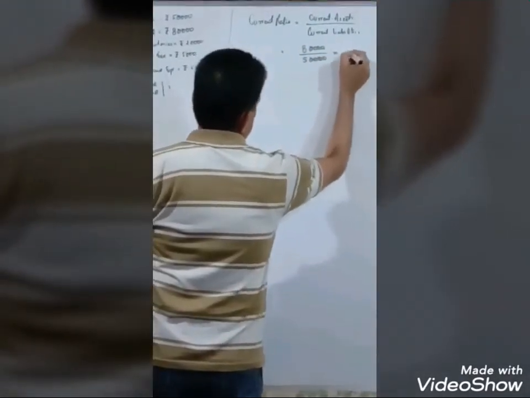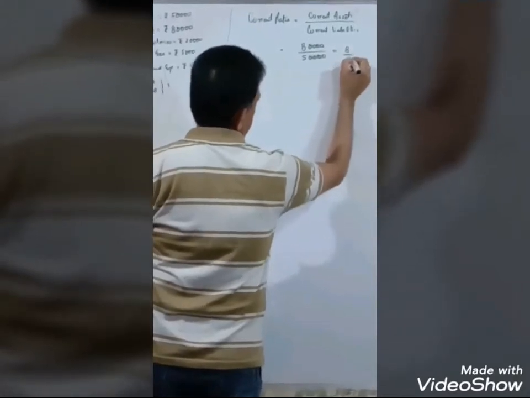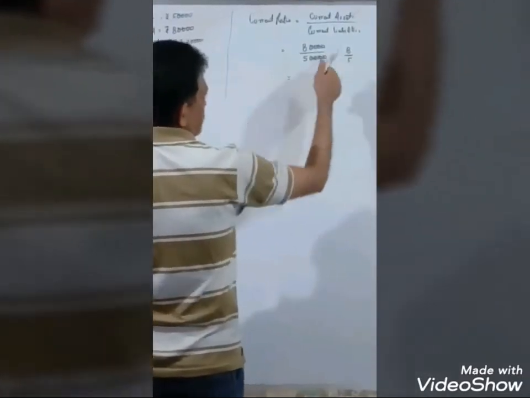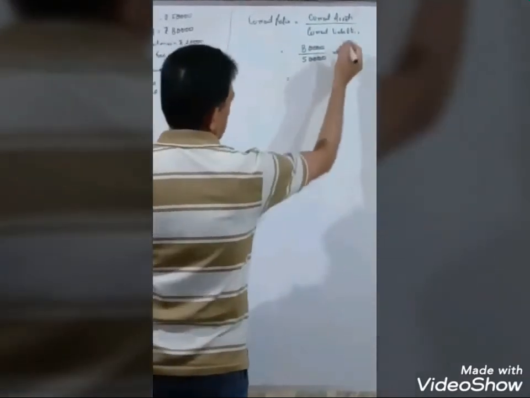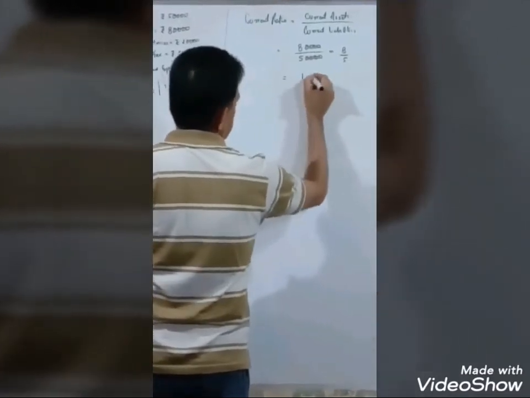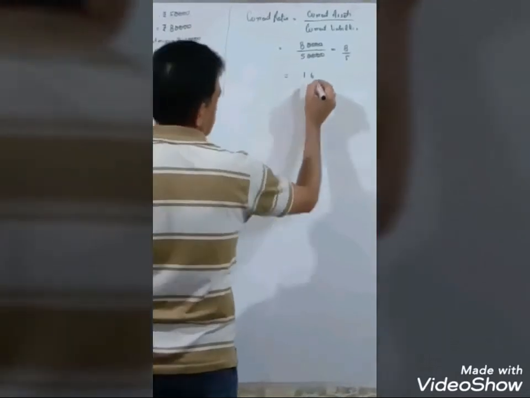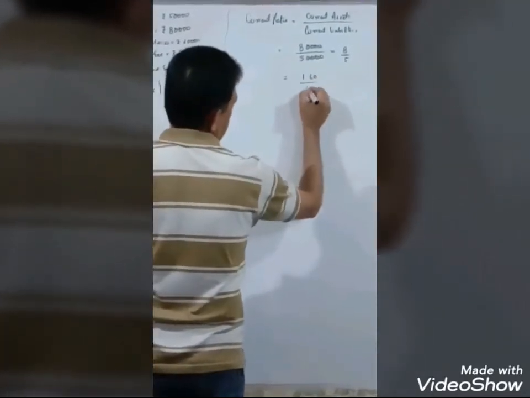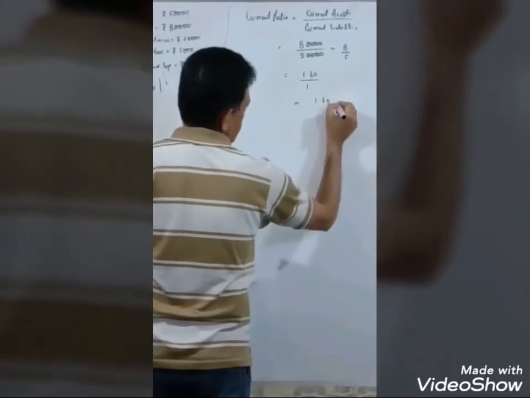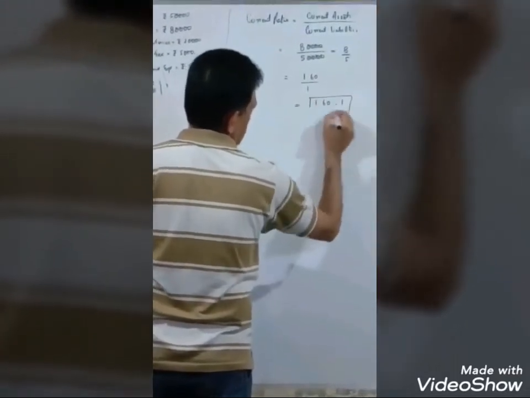After the calculations, this is 8 divided by 5. Now 8 will again be divided by 5. 5 ones are 5, remainder 3, and so on. The ratio is 1.60 ratio 1. This is your current ratio that we calculated on the basis of the information given.